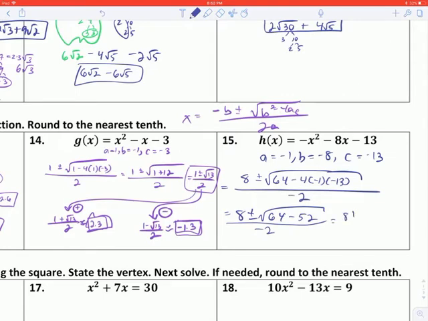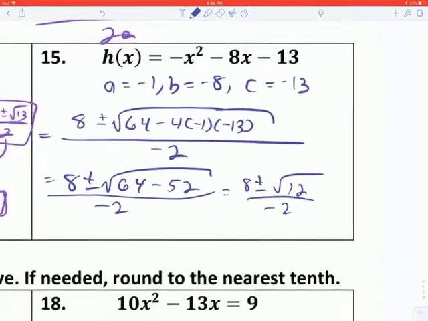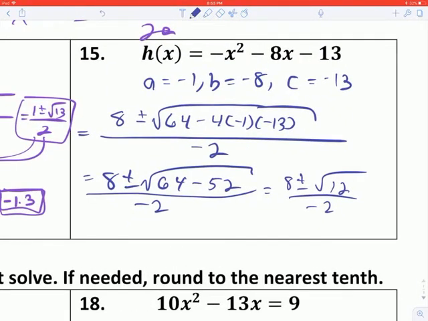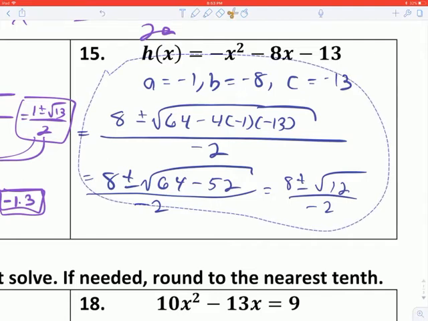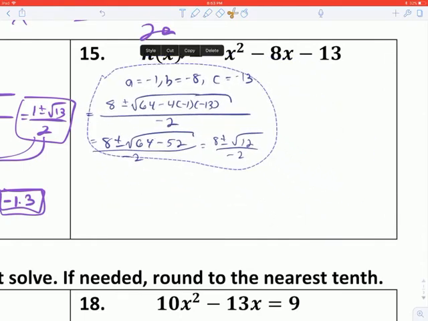Let's simplify this up a bit. Plus or minus 64. This will stay a minus, and I have to do 4 times 13, so this will be minus 52, all over negative 2. And simplify this a bit more. 8 plus or minus the square root of 12. If this was a problem where you didn't have to find the decimal answer, I would want you to simplify that square root of 12. However, in this case, it's just easier to plug it in since we're looking for a decimal answer.